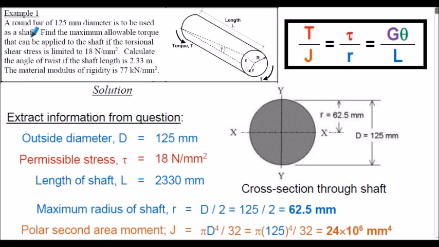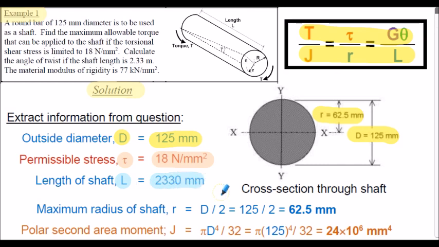So example 1, here's our solution. I've just listed the simple torsion equation here for convenience. So extracting the information in the question, we're given the outside diameter of the bar, 125 millimeters, capital D here. So that means I can find the maximum radius of the bar, 62.5 millimeters in this case. We're given the torsional shear stress, 18 newtons per millimeter squared. And we're given the length, capital L of the shaft, 2,330 millimeters. As we have already stated, the maximum radius is the diameter divided by 2, so 62.5 millimeters.